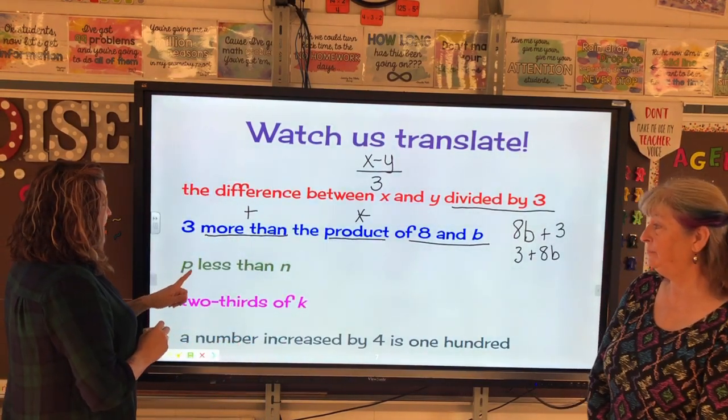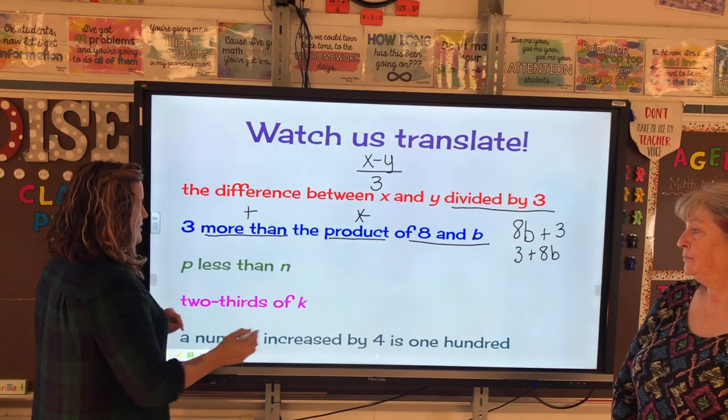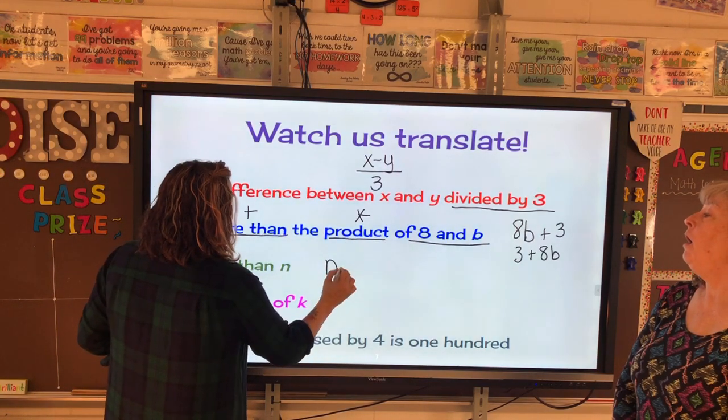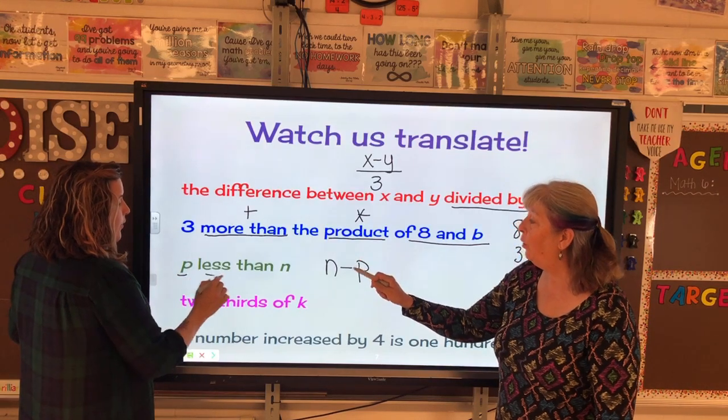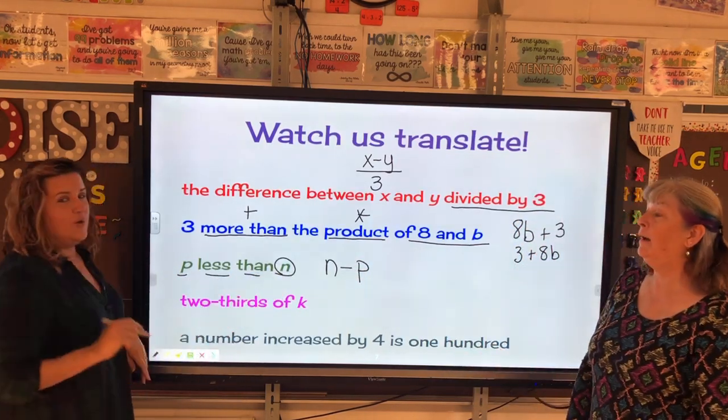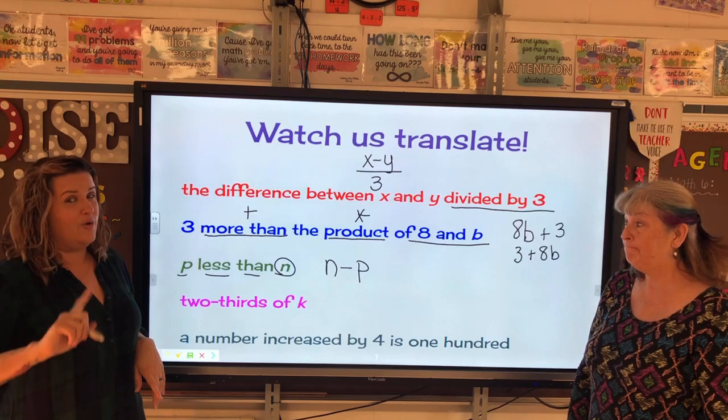So this says P less than N, right? So I have N, and I'm going to subtract P, because I'm taking P away from N. So N minus P. P minus N would be incorrect.